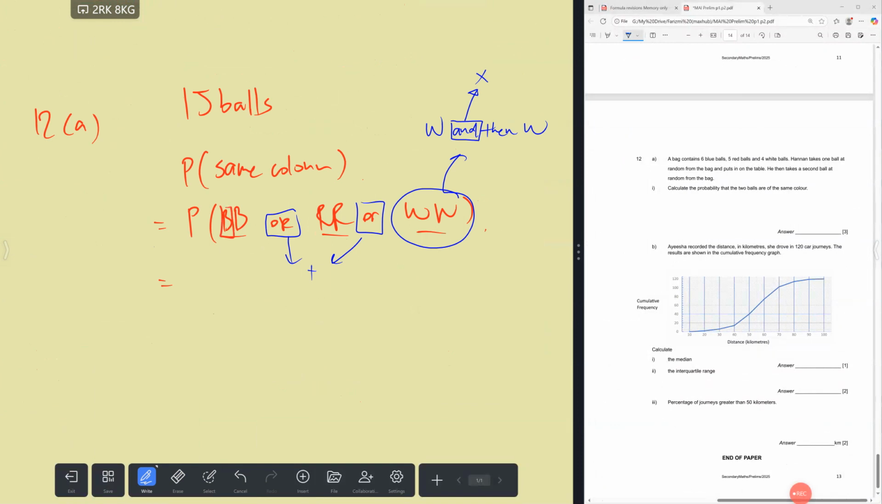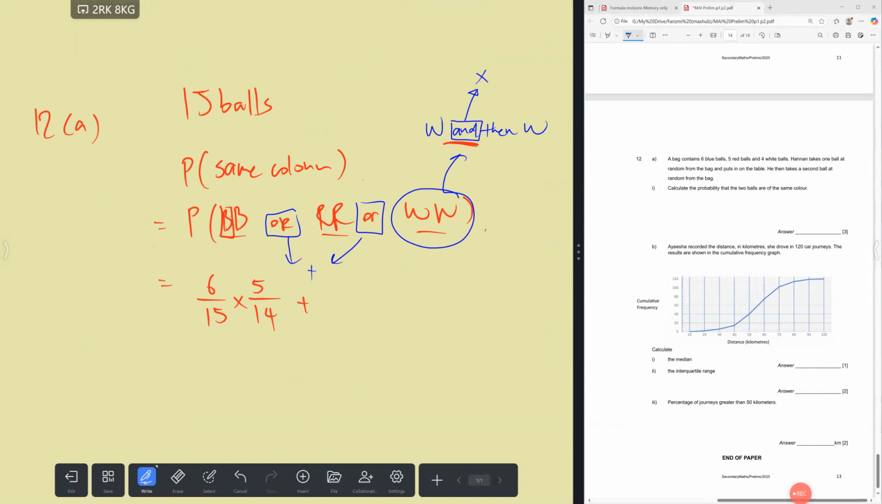Alright, so how do we get our first blue? You get our first blue by taking any of the 6 balls out of 15 balls, multiplied because it's an and, remember, blue and then blue, and it's 5 balls left out of 14 balls. Are we clear?